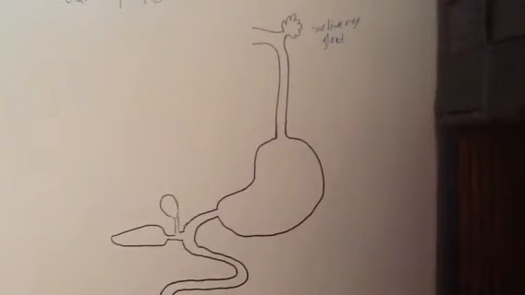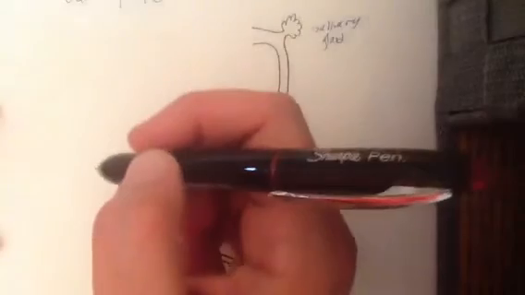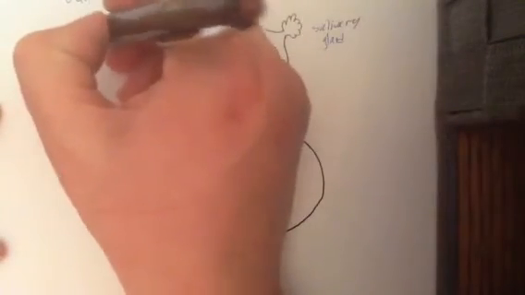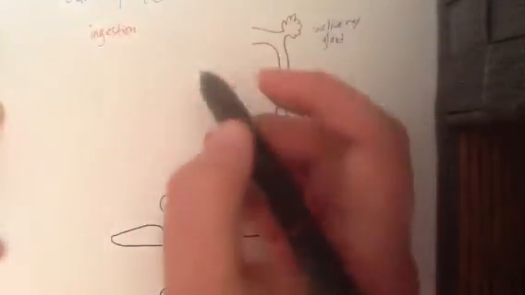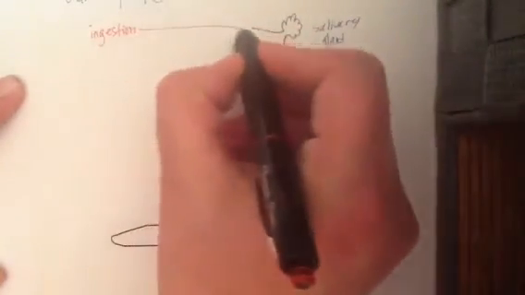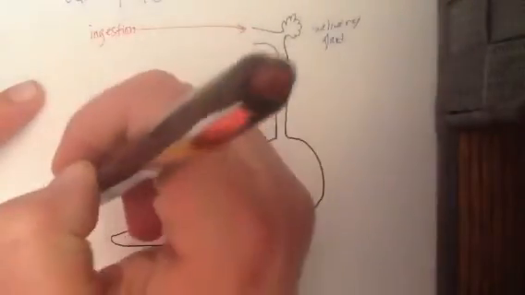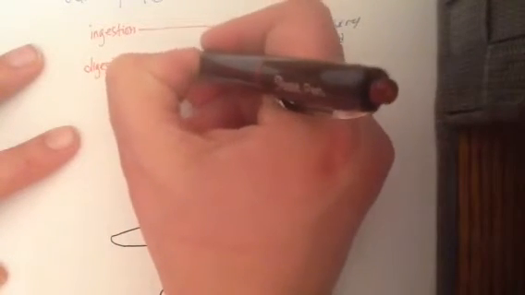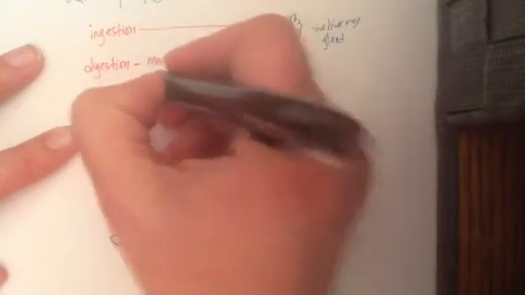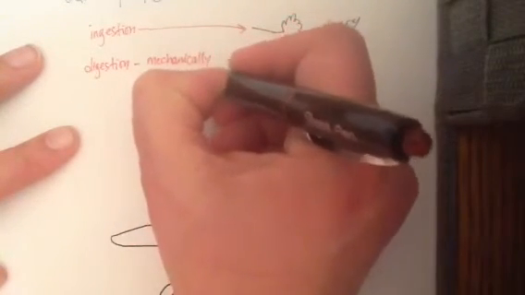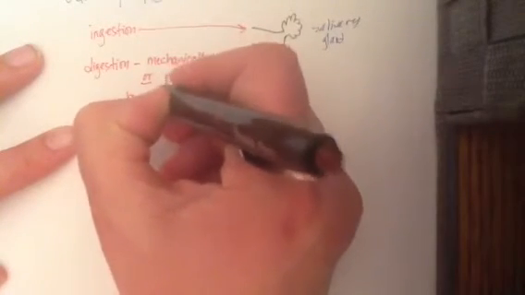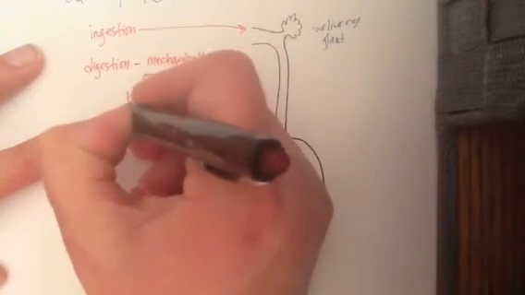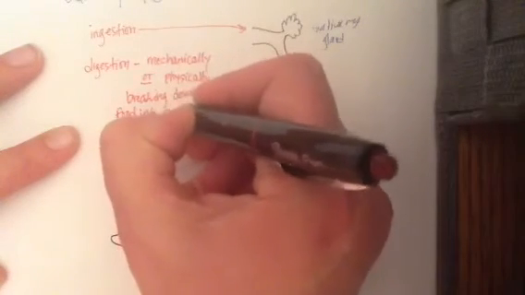Okay, when we look at the digestive system, one of the things that is most important for you to be aware of is the fact that there is ingestion that occurs. And ingestion is bringing things into the mouth. So it's anything that's coming in through the mouth. And then the second function of the digestive system is digestion. And digestion is mechanically or physically breaking down food into smaller units.